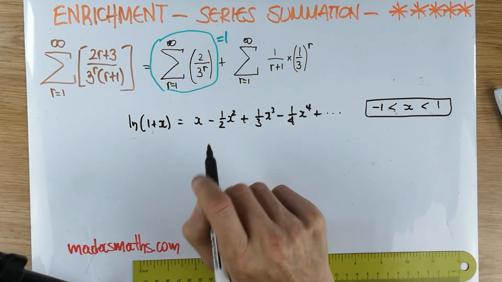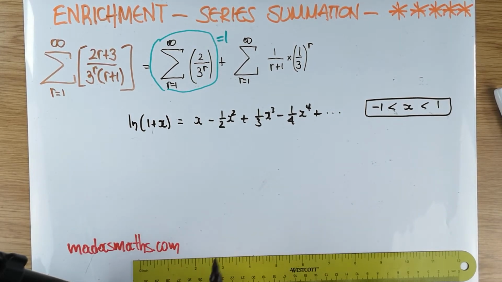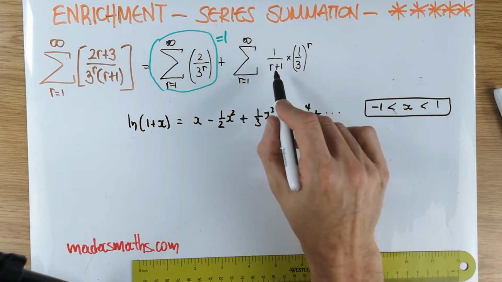But I have two problems. Problem number 1 is the signs alternate. And problem number 2, the powers don't match.